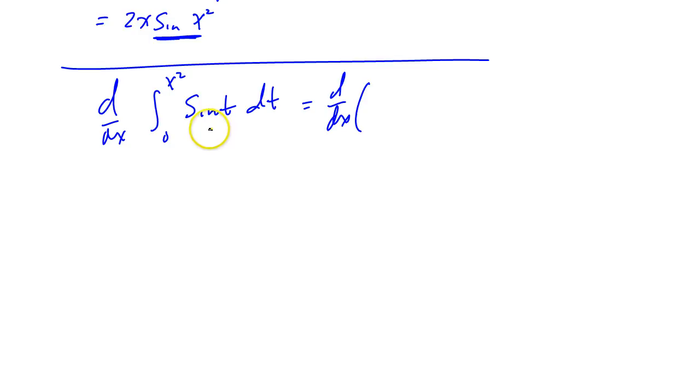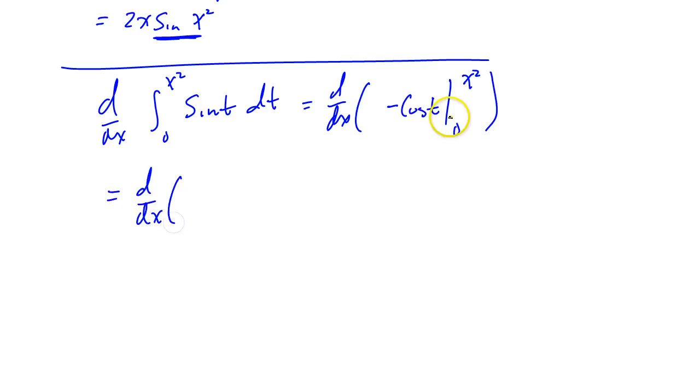By the second part of the fundamental theorem of calculus, I can just find an antiderivative. And I know the antiderivative of sine t is minus the cosine of t. And then I'm going to evaluate that between 0 and x squared. So what I'm looking at here is I'm going to want the derivative of, I'm still figuring out what this function is, I got minus cosine of x squared minus, so that becomes a plus, a cosine of 0.